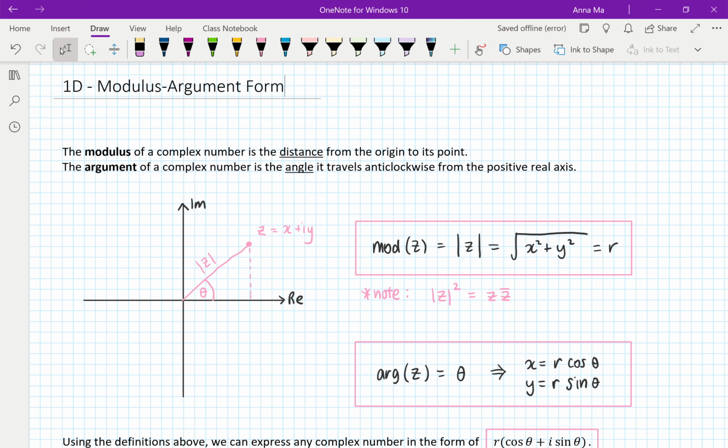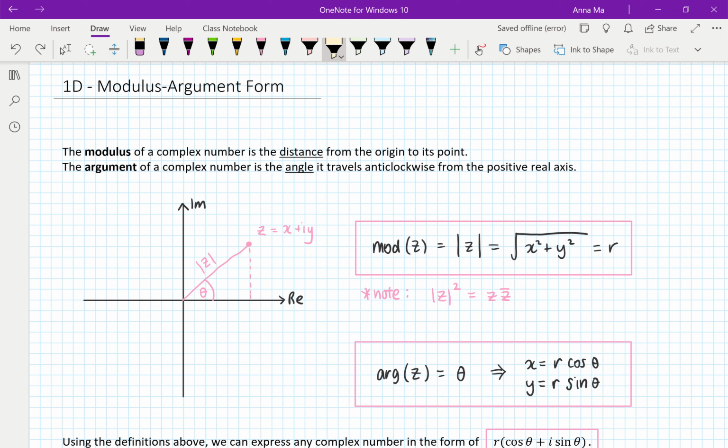The modulus of a complex number is the distance from the origin to its point. And the argument of a complex number is the angle that it travels in the anti-clockwise direction from the positive real axis. So if you look at the diagram, it's pretty self-explanatory, but if this is the complex number that we have represented on an Argand diagram, then the length of this line would be the modulus, and this angle over here, theta, would be our argument because it is how much this point travels from the positive real axis anti-clockwise.